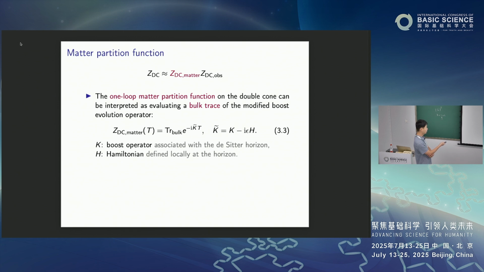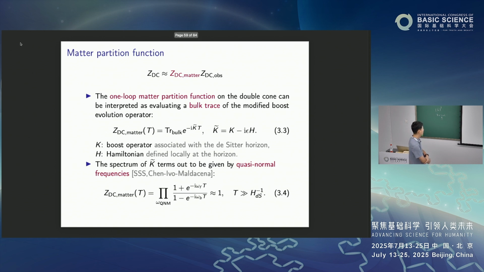modified boost operator. Here, K is a boost operator acting on the matter field associated with the de Sitter horizon, and H is a Hamiltonian defined locally at the horizon. This iε modification is due to the iε deformation I introduced for the double cone. And you can calculate the spectrum of this modified boost operator. Then you find it is given by the quasi-normal frequency of this de Sitter double cone geometry.